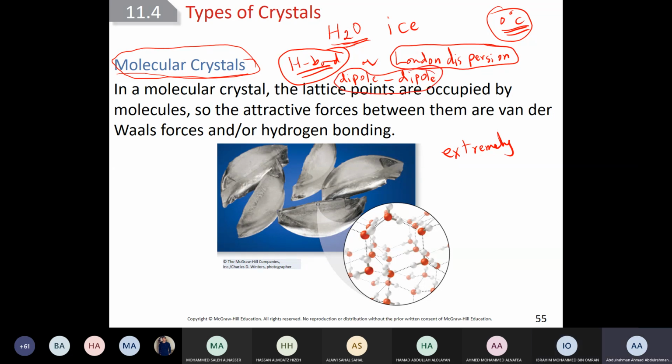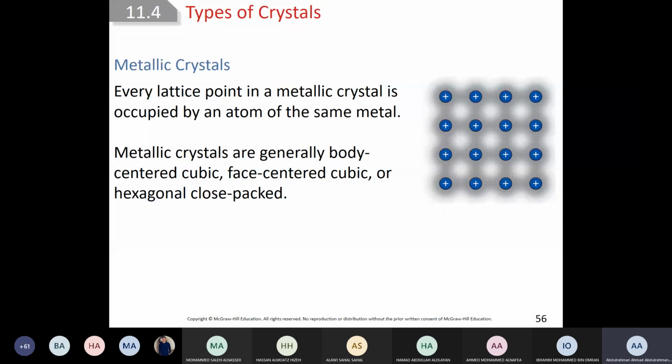Considered to be covalent. Very weak bonds. And these are available in what type of crystals? Molecular. Molecular crystals. Last thing, this is the metal crystals.